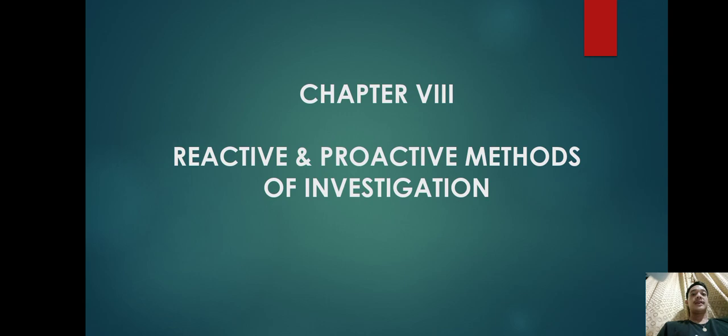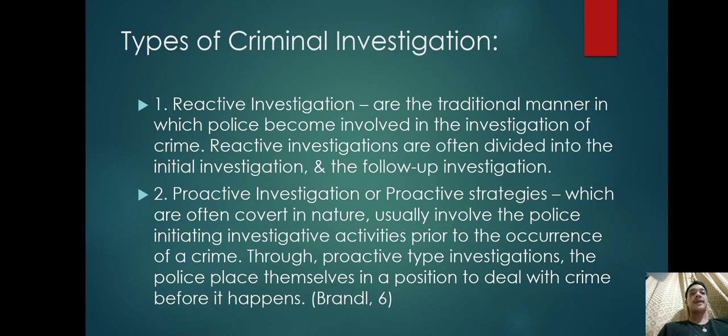Chapter 8. Reactive and proactive methods of investigation. Types of criminal investigation. Number 1, reactive investigations are the traditional manner in which police become involved in the investigation of crime. Reactive investigations are often divided into the initial investigation and the follow-up investigation. Number 2, proactive investigation.